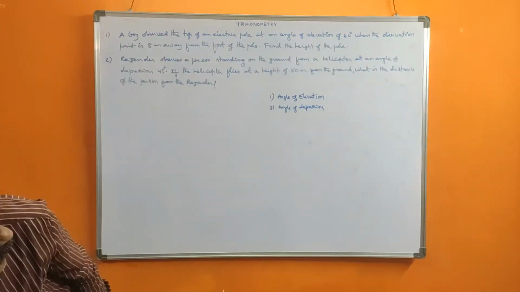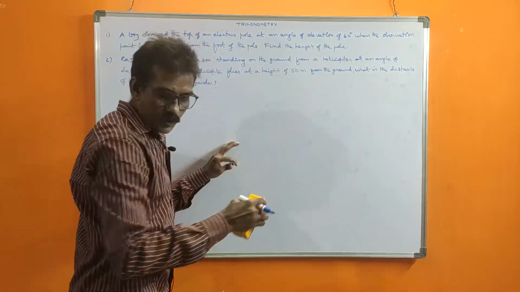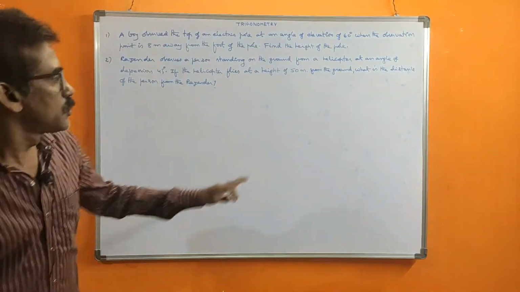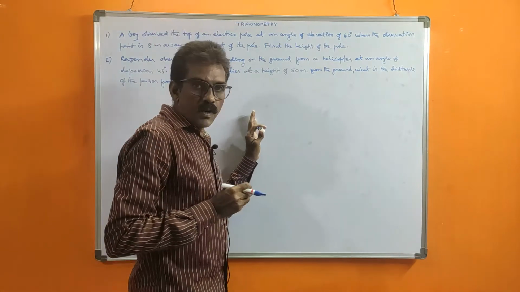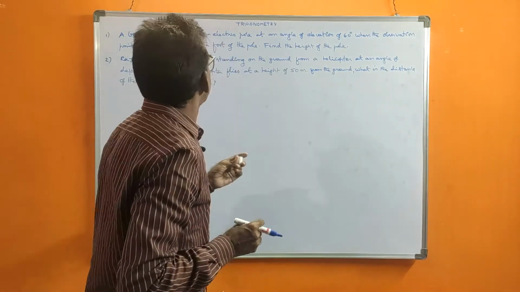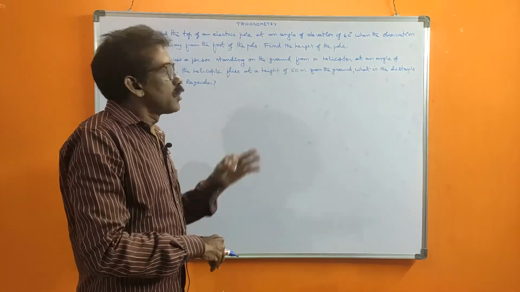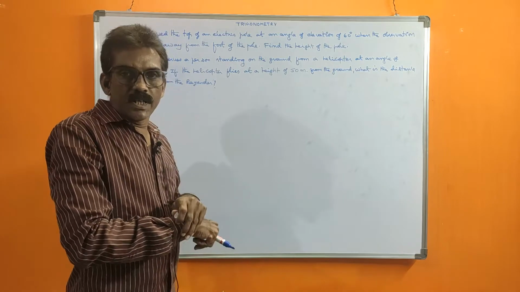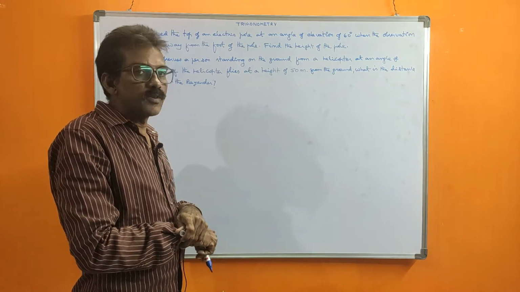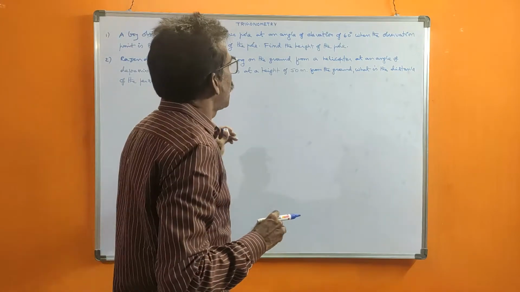Now, the first problem I will explain. Up to now you know angle of elevation and angle of depression. Now you can understand the problem. First, for these problems we should draw the correct diagram. By reading the problem, if you draw the correct diagram, then you can solve the problem easily. How to draw, I will tell.